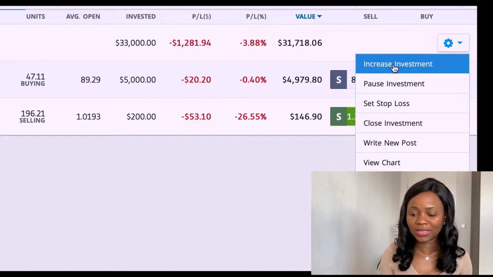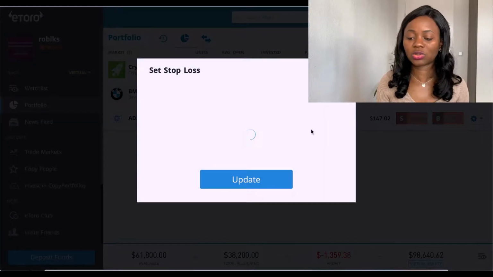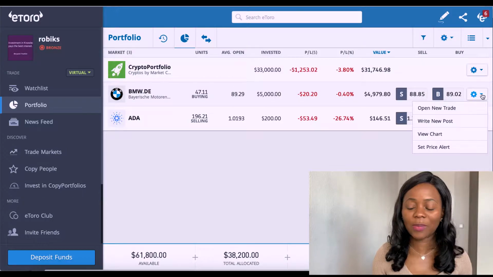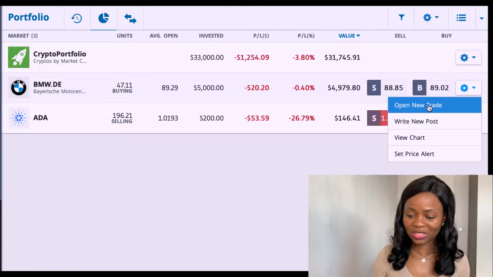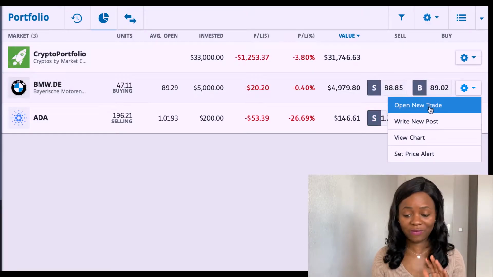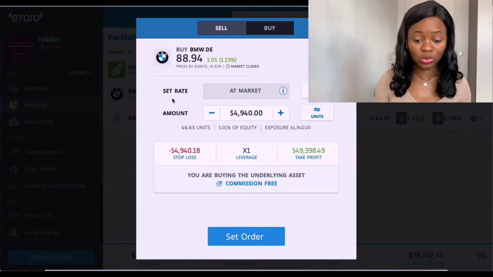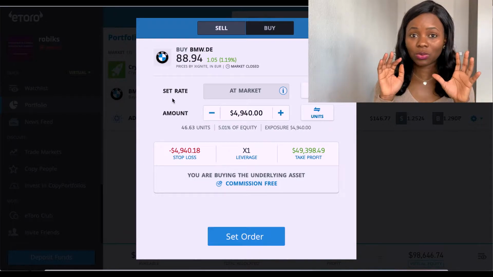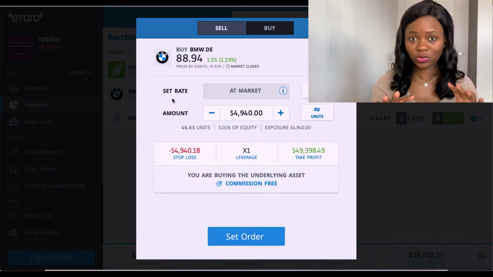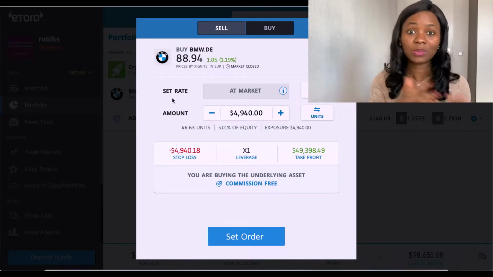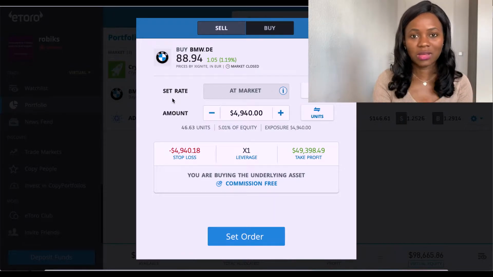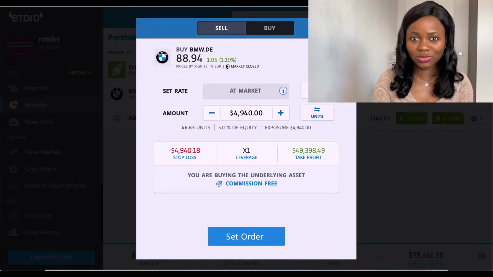I can come here and say, you know what, I want to stop my loss. Let me use another one. So let's try BMW. I can say, let's try from the beginning. I want to open a new trade with this BMW. Guys, exactly what you're seeing on this virtual is what happens in the real. I'm still going to show you my real, but because I want to play around with it, that's why I'm showing you my virtual.